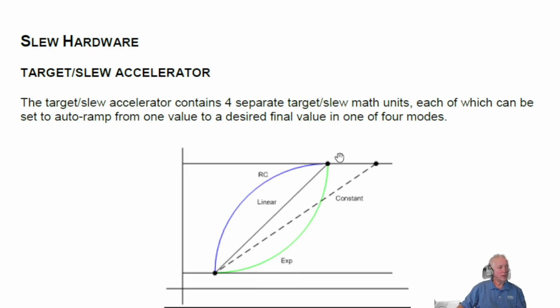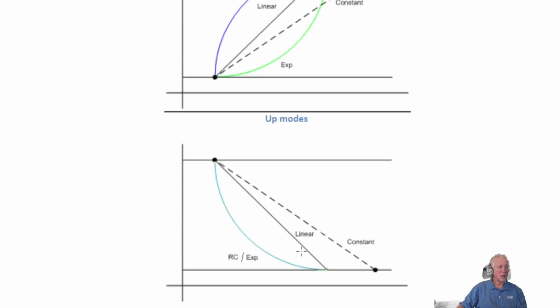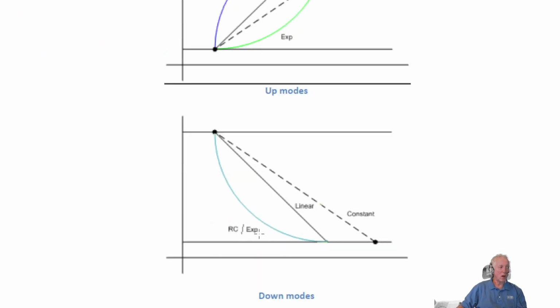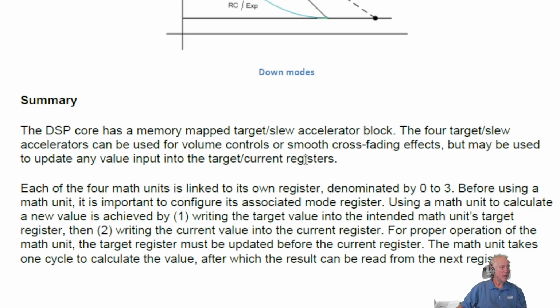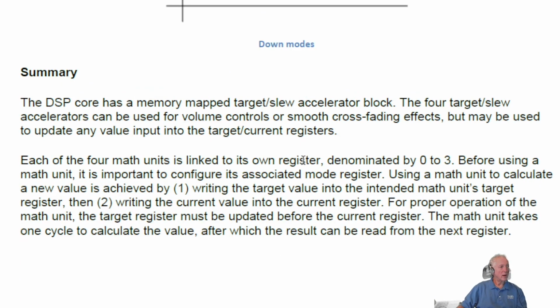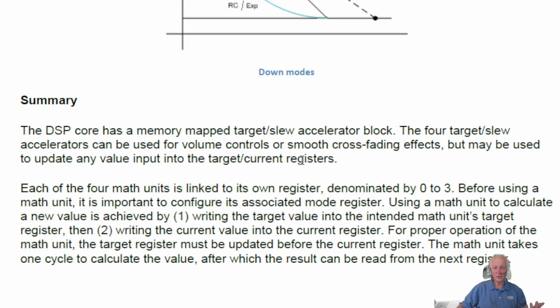And then exponential. For the up modes, for going up in volume, we have four different selections. Going down in volume, the RC and the exponential are the same. So they're both the same curve, and then linear, and then constant time. So you have bringing the volume up, you can choose what the slew is, and down, you can choose what the slew is for the slew type.